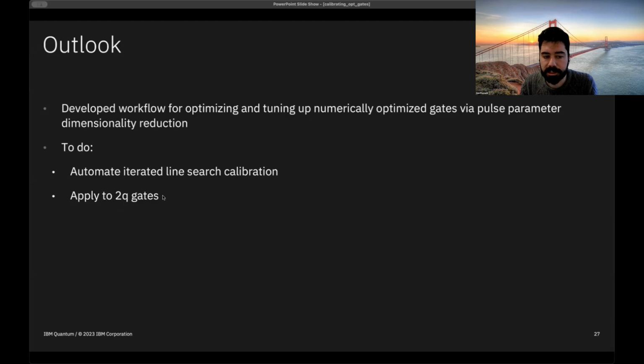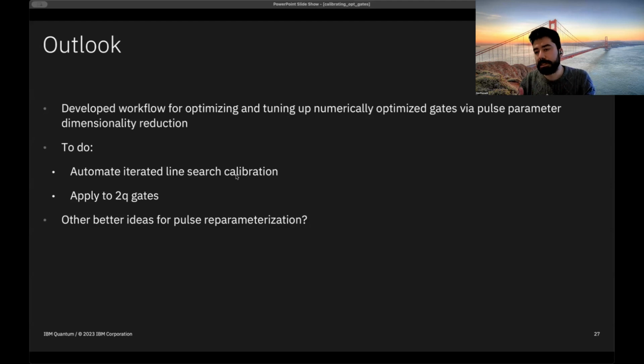Obviously, applying this to 2-qubit gates would be a nice thing to do. With the automation, the goal is, okay, proof of concept for single qubit. Now let's try to do it for maybe still single qubit gates, but for a whole device. That'd be nice. We also presented one idea for how to do this reparameterization. It's just a single idea. Maybe there are other smarter things that could be done.